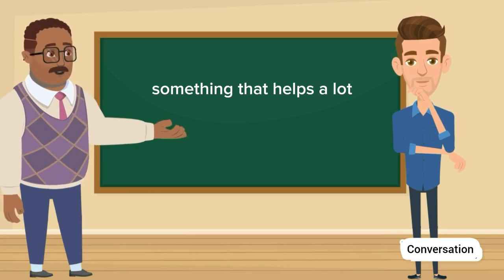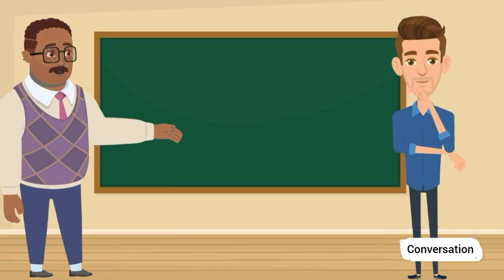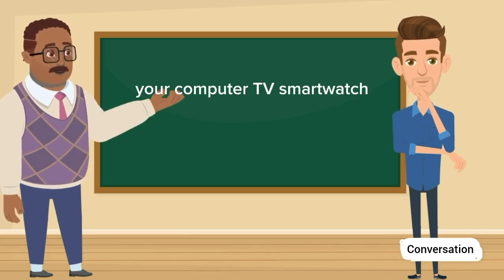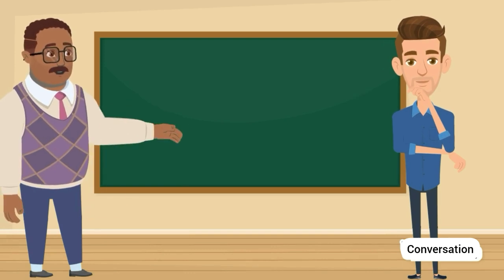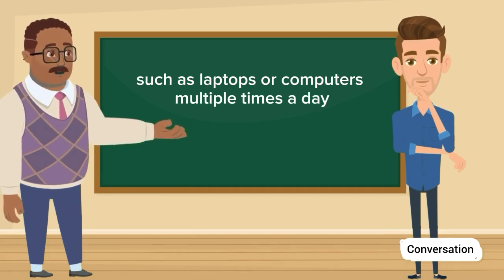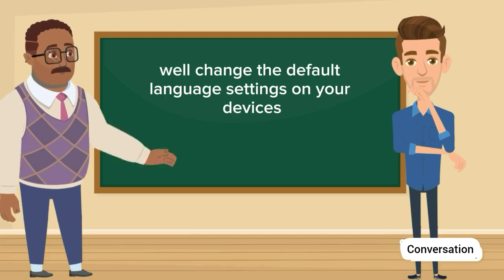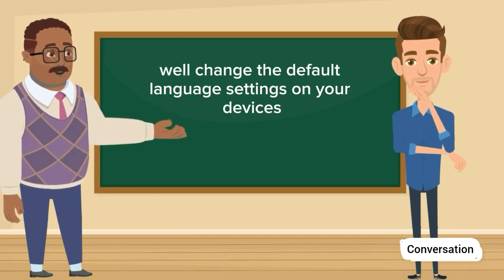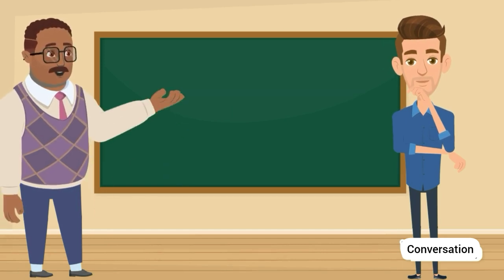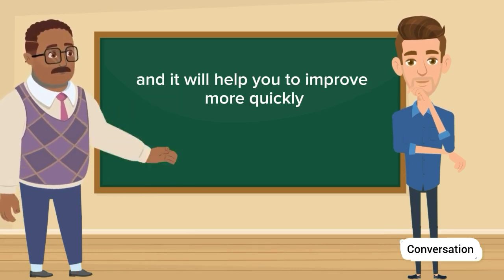Something that helps a lot, and students underestimate this tip many times, is change your phone settings. And not only your phone, your computer, TV, smartwatch. We all use our phones and other devices, such as laptops or computers, multiple times a day. Well, change the default language settings on your devices and apps to English. It forces you to think in English all the time, and it will help you to improve more quickly.